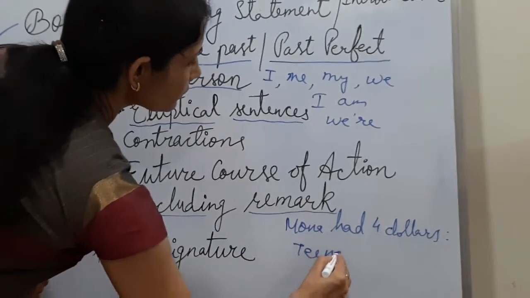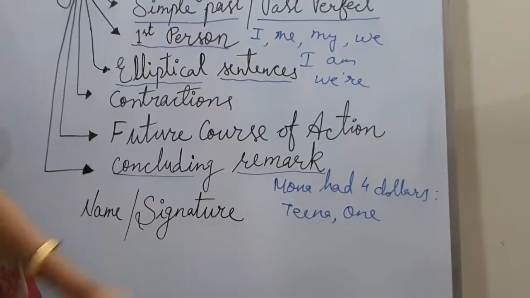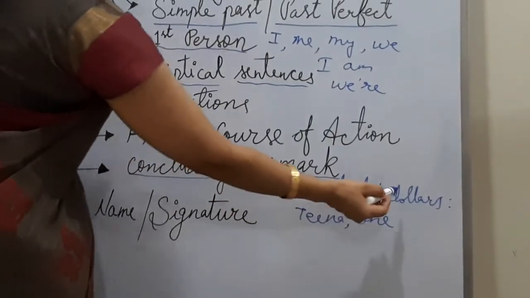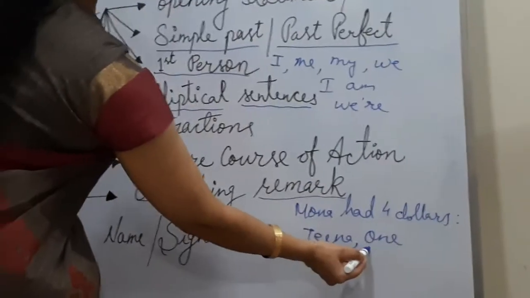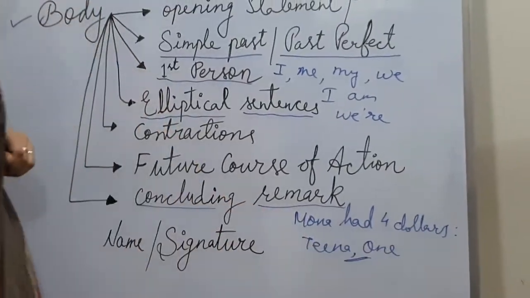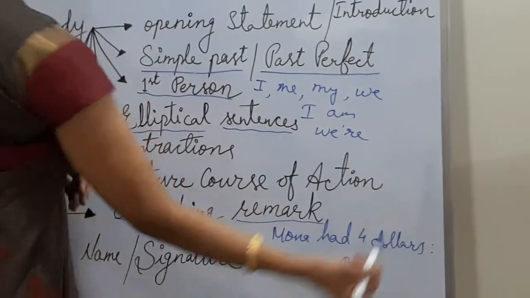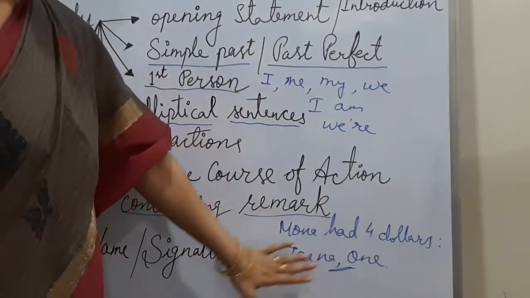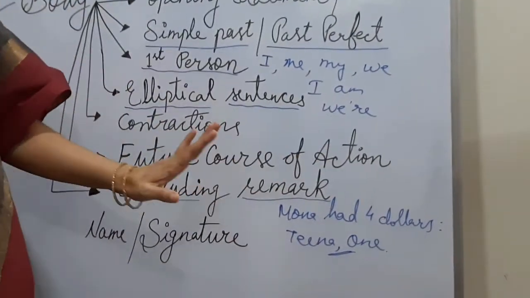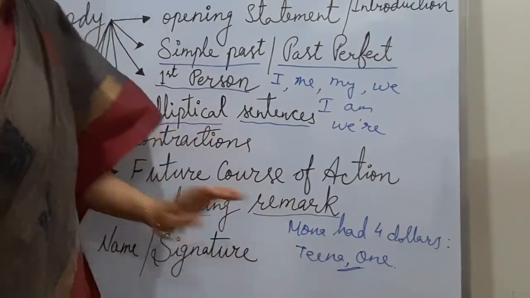Tina won. So, the meaning is clear. Mona had $4. Tina won. Here, what have we omitted? We have omitted the verb from here. But the meaning is very clear. So, an elliptical sentence means we omit a few words from the sentence, but the meaning does not change. The meaning is clearly understood here.